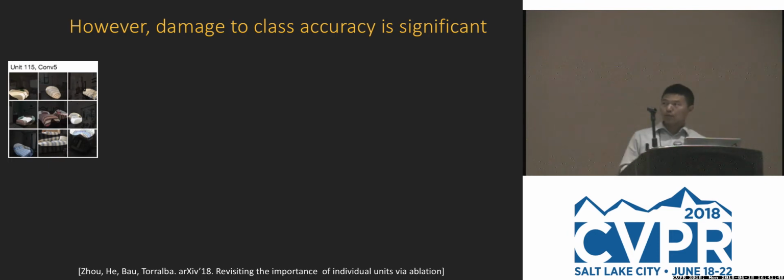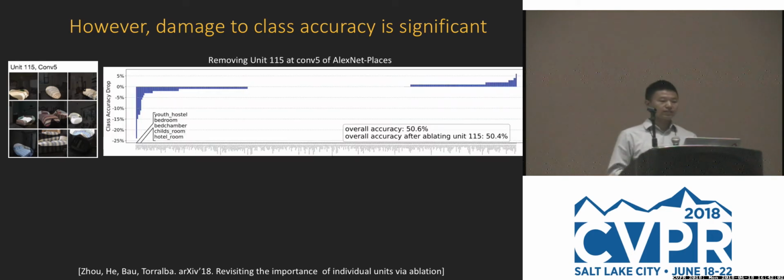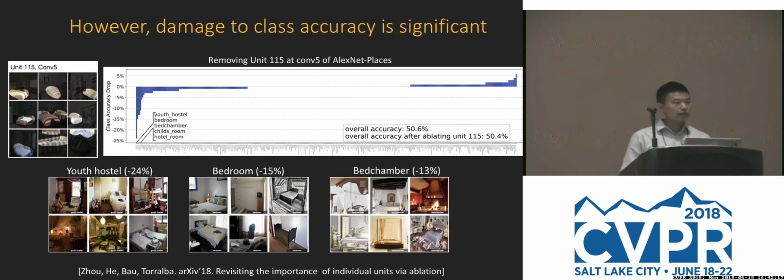So here is the example. From the visualization, this unit seems selective to the bat. If we remove this unit, then we can compute the class accuracy drop for all the classes. Then we can rank all the classes by their class accuracy drop. We can see the top damaged classes are the bat relevant classes, such as youth hostel, bat roof, bat chamber. Here I show you some sample images from the top three damaged classes.